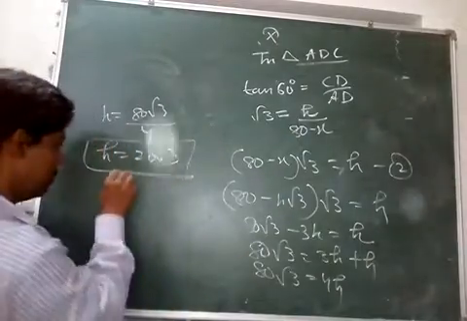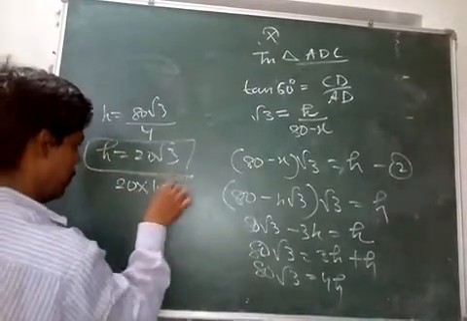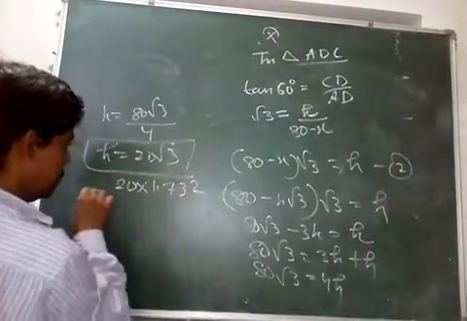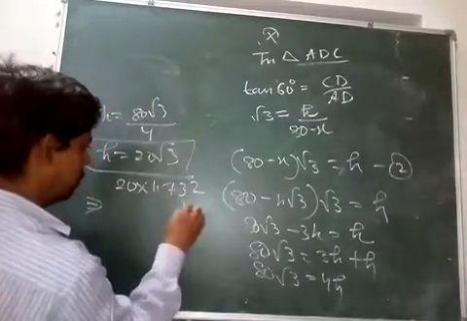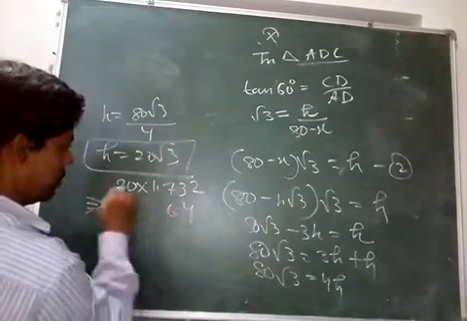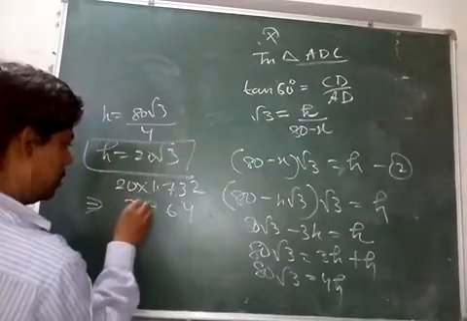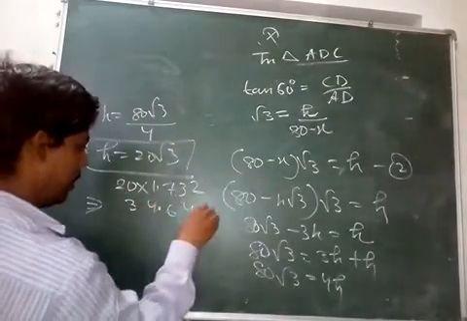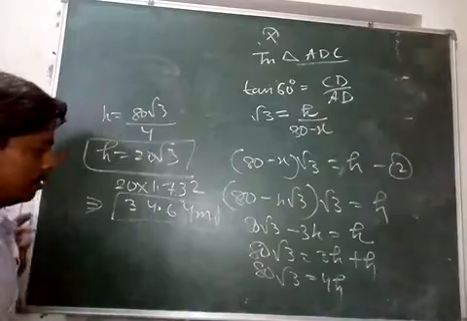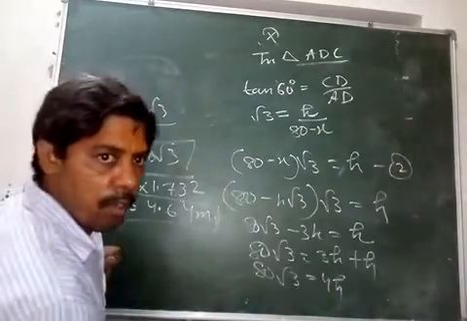20 root 3, we can also multiply by 1.732. So this is equal to what? We will get 34.64 meters. This is the height of the two equal poles.